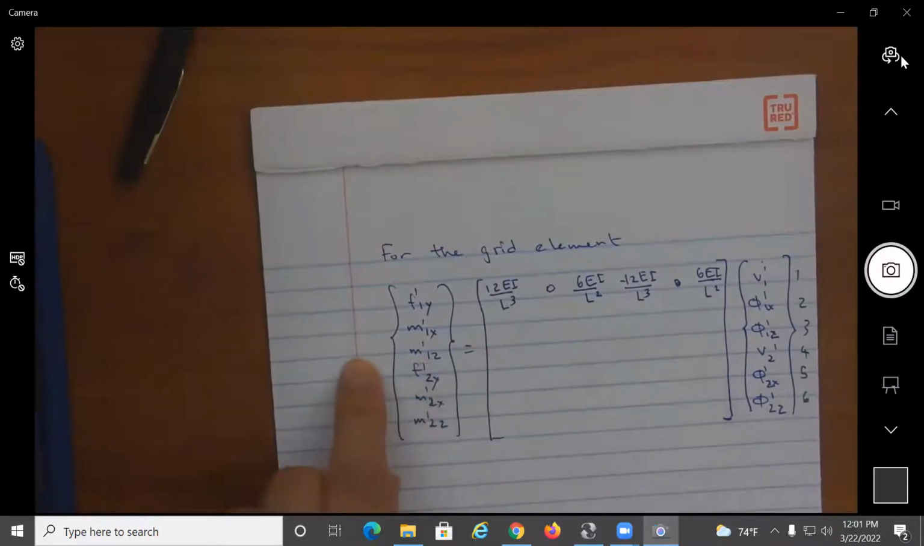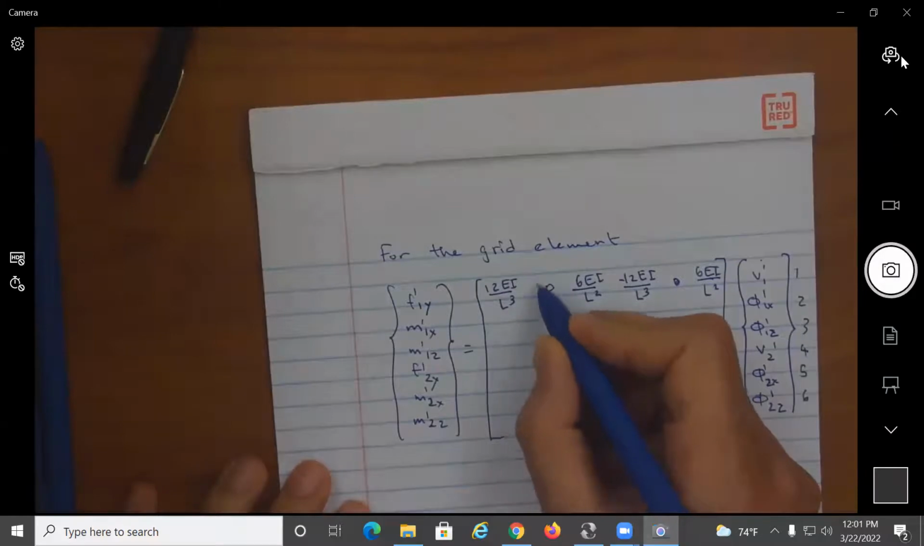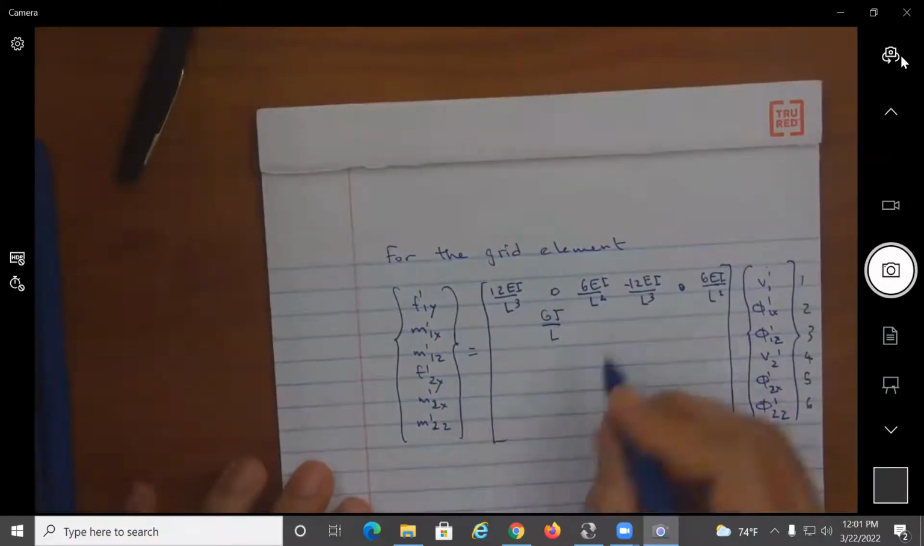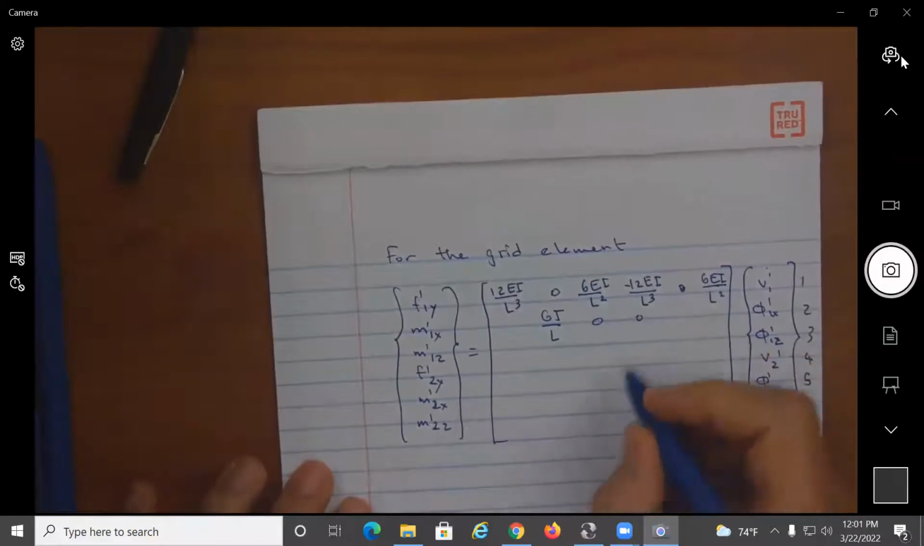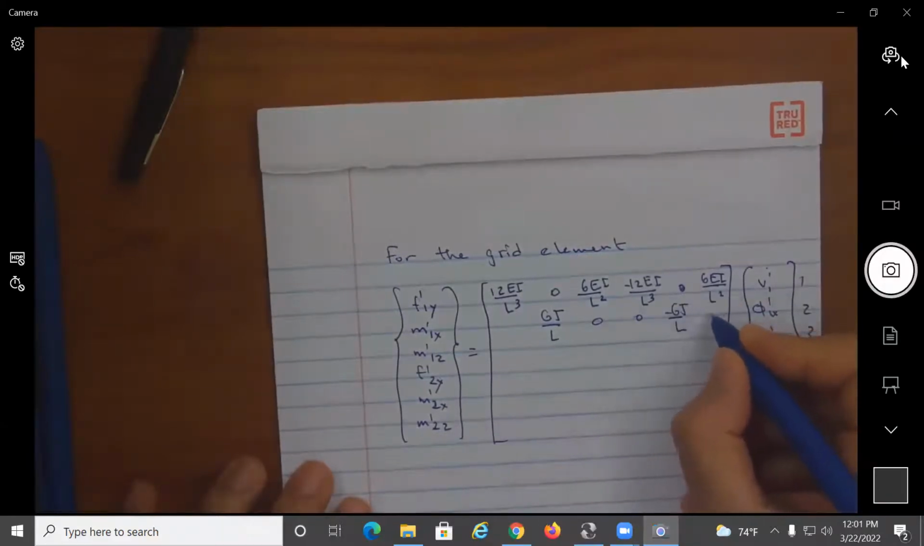On the second row, this is going to be coming from that of the torsional bar element. So I'm going to get 0 here, 2, 2, which is going to be GJ over L. Then I'm going to have 0, 0. And then I have a minus GJ over L. And then I have a 0.